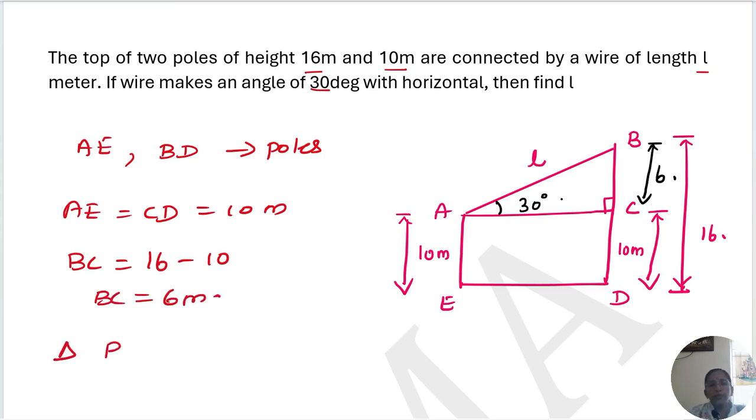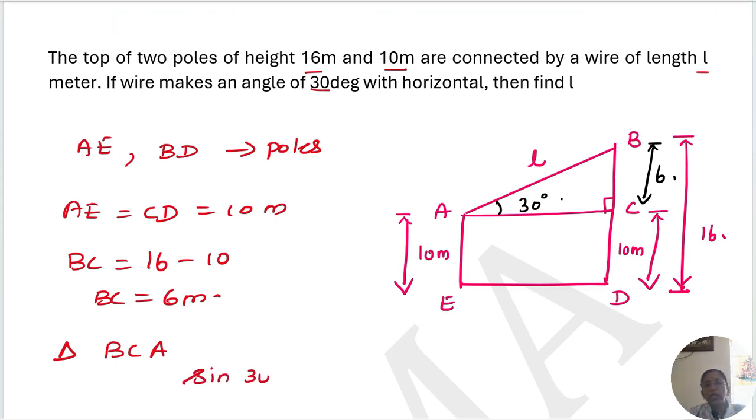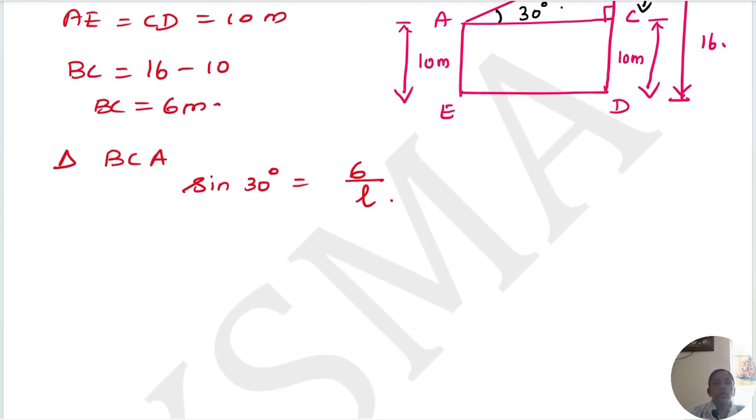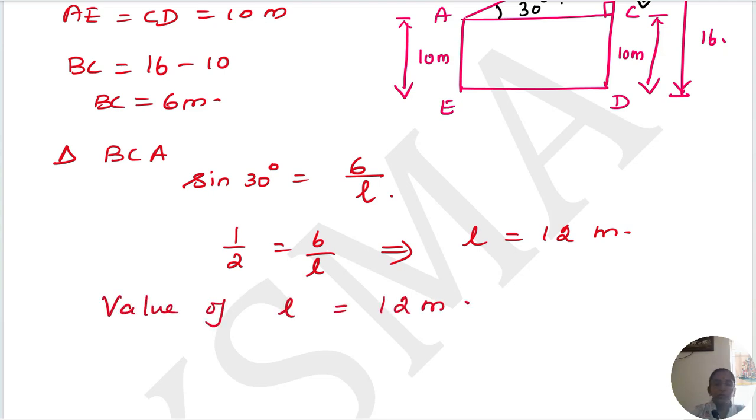Now consider the triangle BCA. Here we want to find the value of L. So 30 degrees is given, and the opposite side and the hypotenuse are involved in our problem. So you have to take sine. Sine of 30 degrees is equal to the opposite side 6 over the hypotenuse L. Sine 30 is 1 by 2. So 1 by 2 is equal to 6 by L. So do cross multiplication. So L is equal to 12 meters. This is the value of our wire L, that is 12 meters.